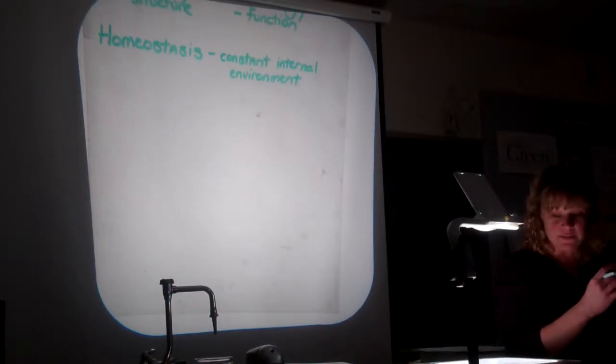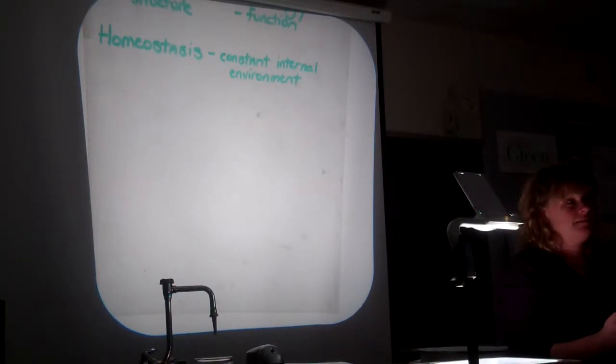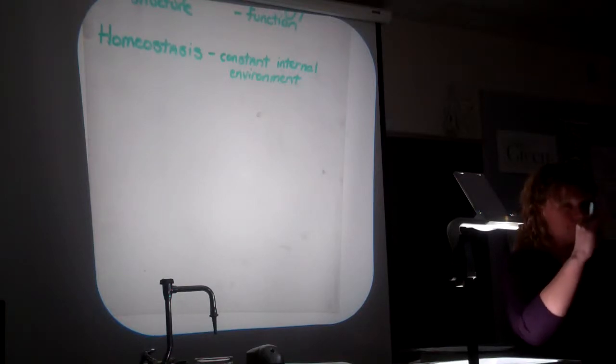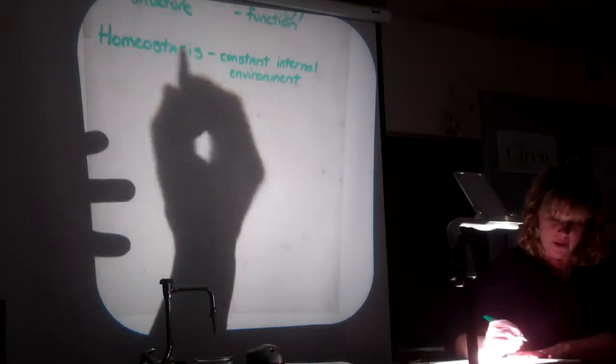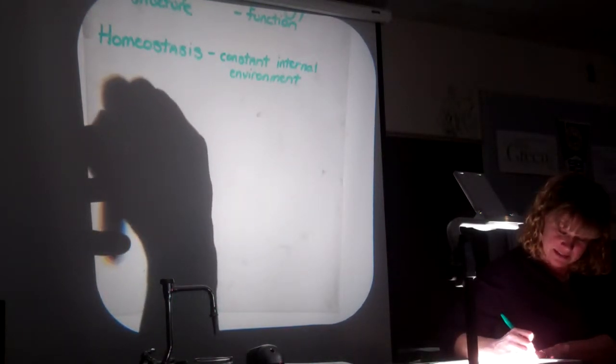So all organisms have different set boundaries, or set levels, but every organism has whatever they need to survive. So, a constant internal environment. Now, how in the world is that maintained? Two ways.